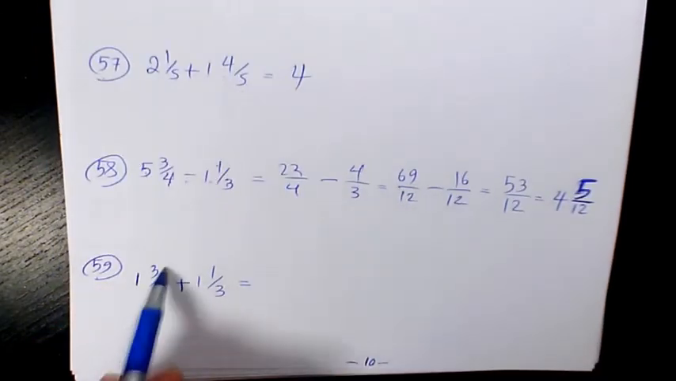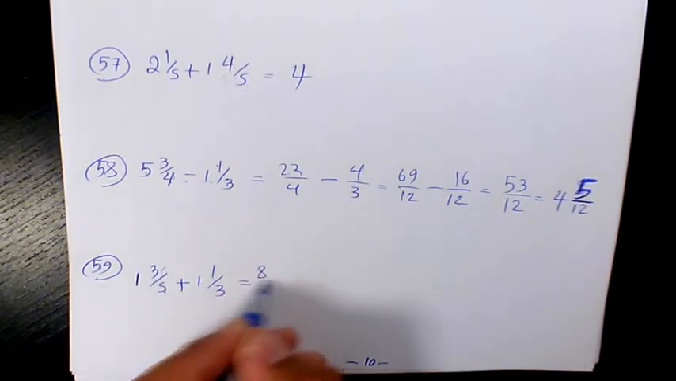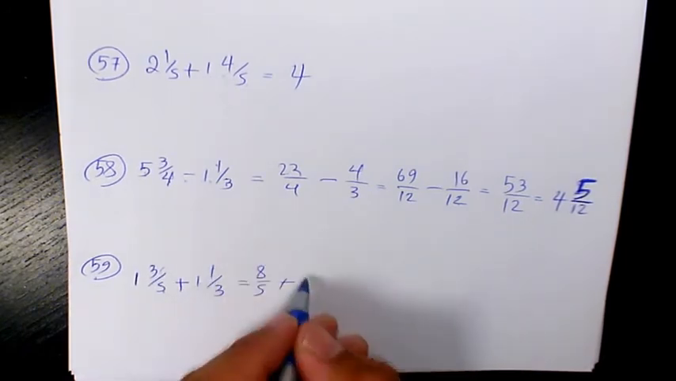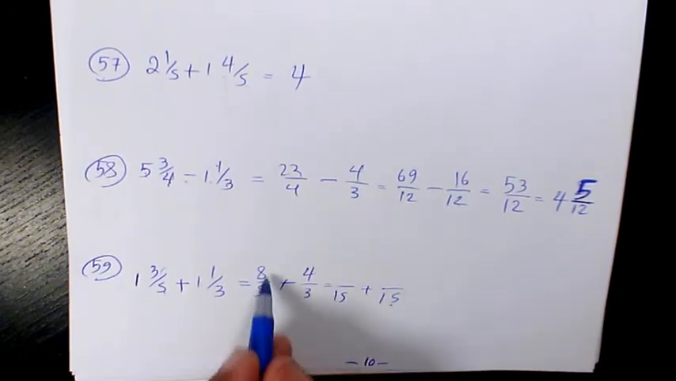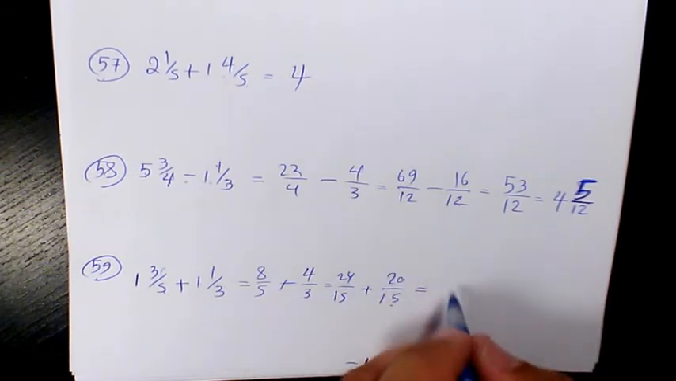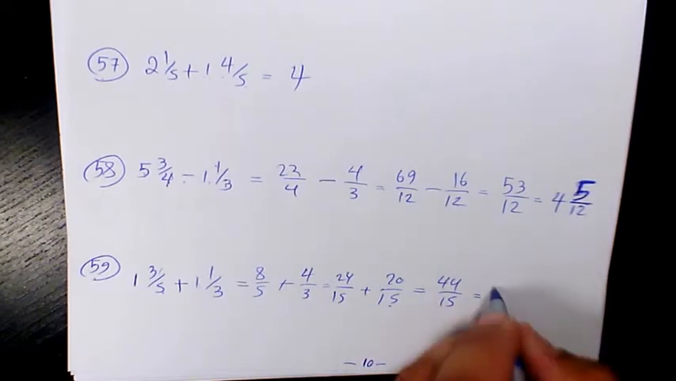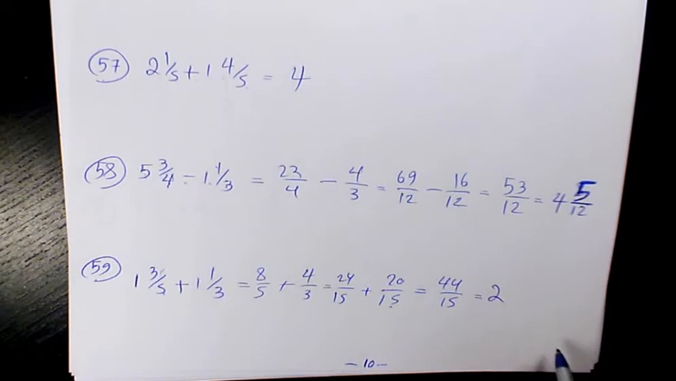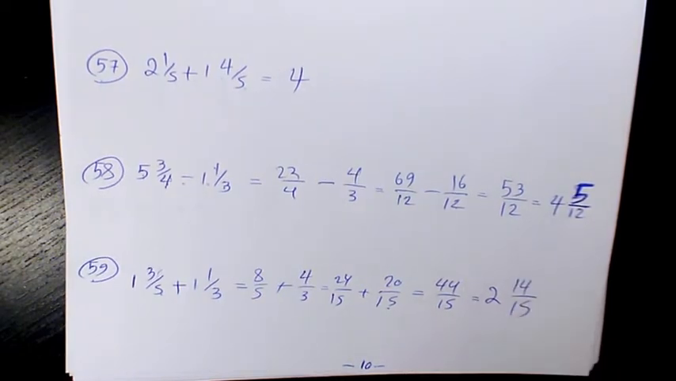Next one. 1 3 over 5 plus 1 over 3. 1 times 5 plus 3 is going to be 8 over 5. 1 times 3, 3 plus 1 is going to be 4. So common denominator is going to be 15. 8 times 3, 24. 4 times 5 is going to be 20. 20 plus 24 is going to be 44 over 15, which is going to be 2.93. So we took the 2 out. 2 times 15 is 30. 44 minus 30 is going to be 14. So 14 over 15.